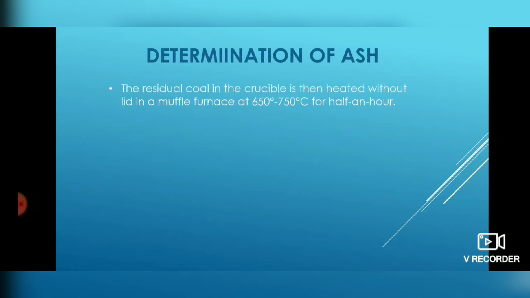The residual coal in the crucible is then heated without lid in a muffle furnace at 650 degrees centigrade to 750 degrees centigrade for half an hour. Here we are using it without lid because we want to calculate only the ash and lose any other content present other than the ash in the sample. As ash is incombustible matter, whatever residue remains will be the weight of the ash. The crucible is cooled in air and then in a desiccator and weighed again, and from that the weight of the ash is calculated.